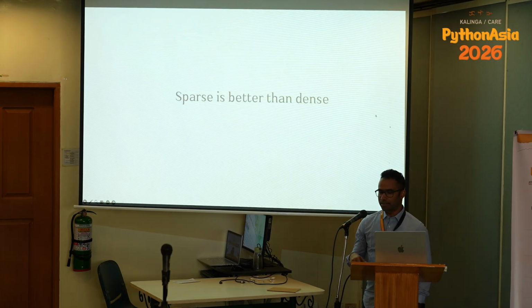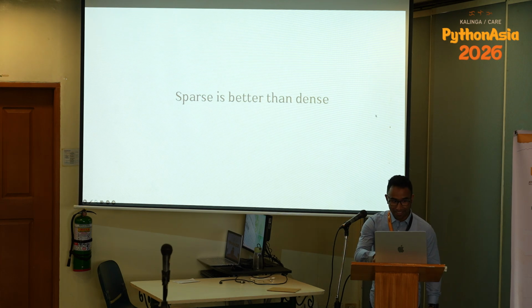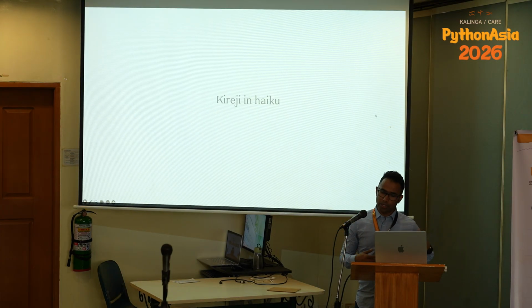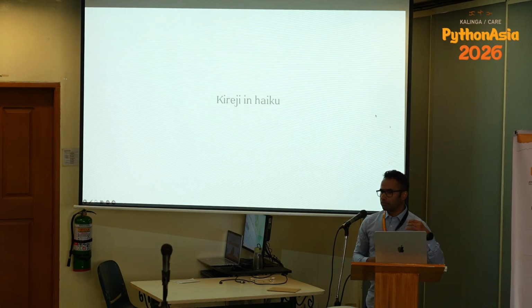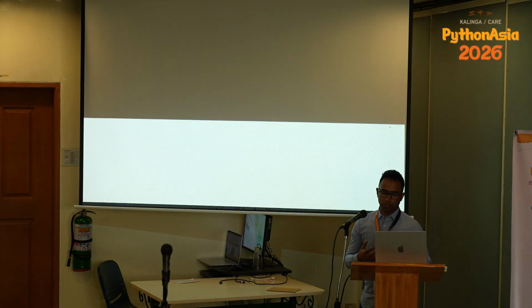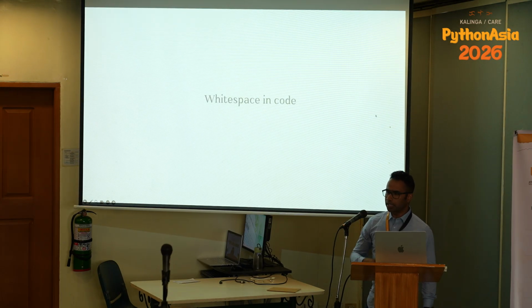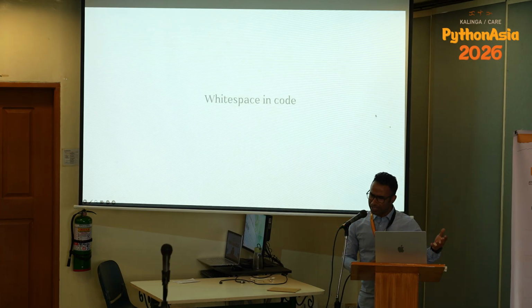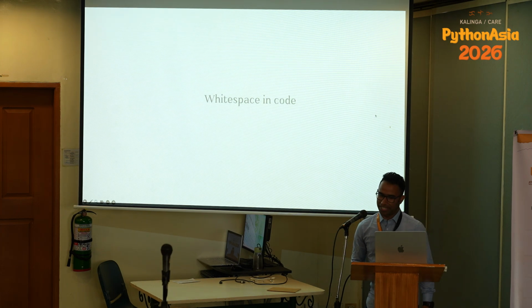Next aphorism is sparse is better than dense. And sparsity in haiku is achieved through the use of kireji, or the cutting words. So those cutting words allow the reader to breathe and to grasp the haiku better. And sparsity in code can be achieved through the use of white spaces. Through the use of white space, we also allow the reader of the code, who is still a human being, to breathe and to understand the code better.